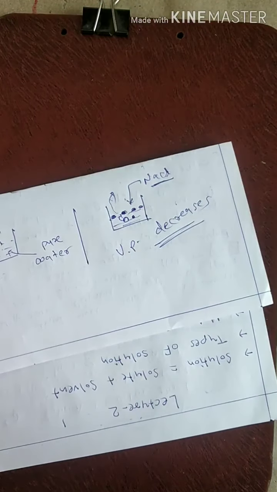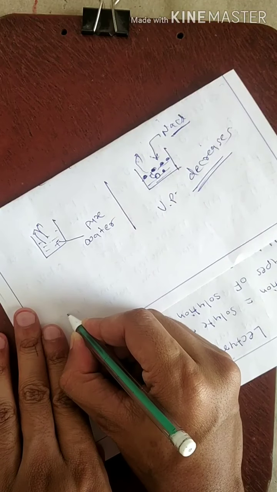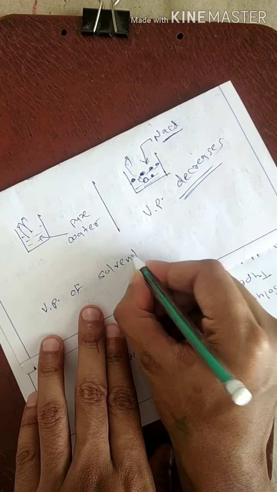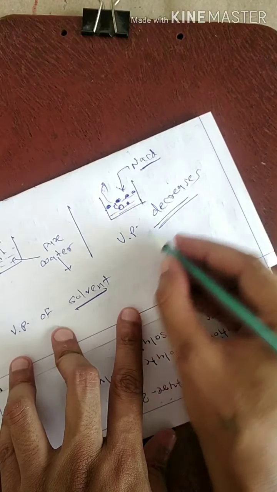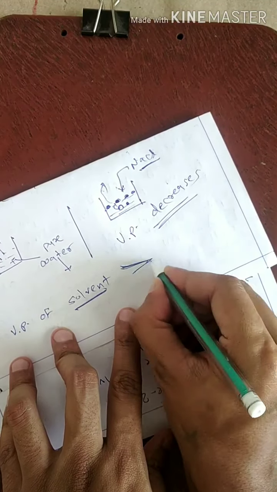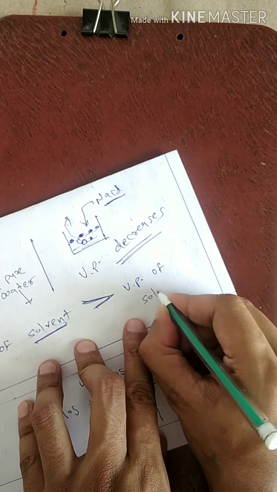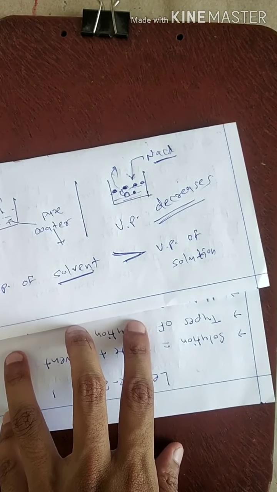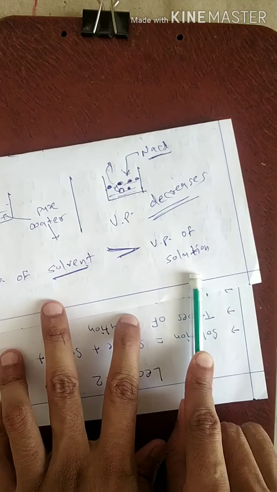So in this way, this is a very important point. The vapor pressure of the solvent, pure water, will always be greater than the vapor pressure of the solution. Vapor pressure of solvent is greater than vapor pressure of solution.